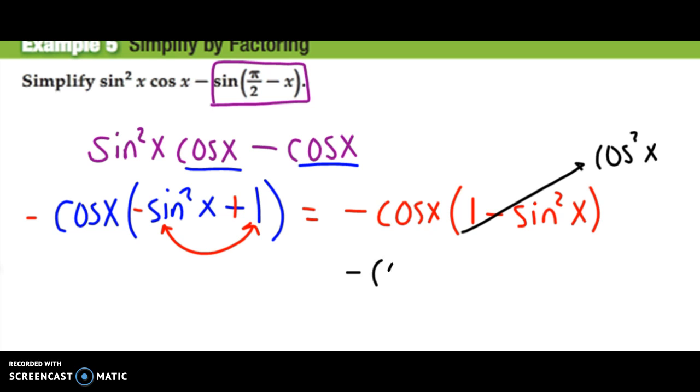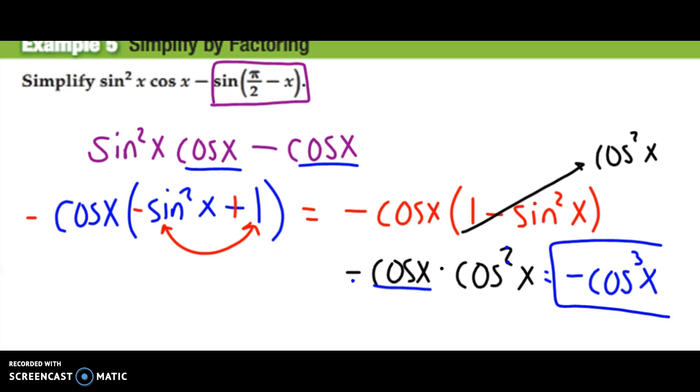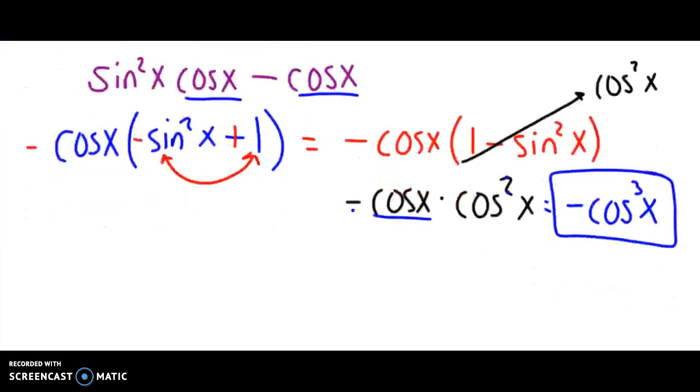So now I have negative cosine of x times cosine squared of x. And so if you think about it, I have 1, 2, 3 cosines, and it's negative times a positive, so it's going to be negative cosine cubed of x. This is my answer. So I went from this big thing down to cosine cubed of x.